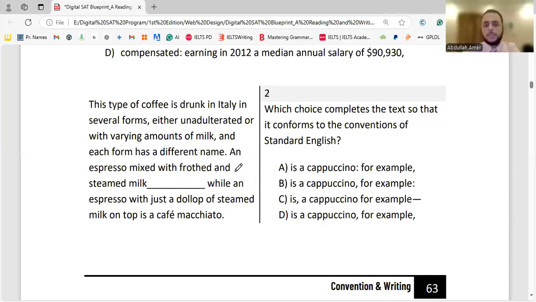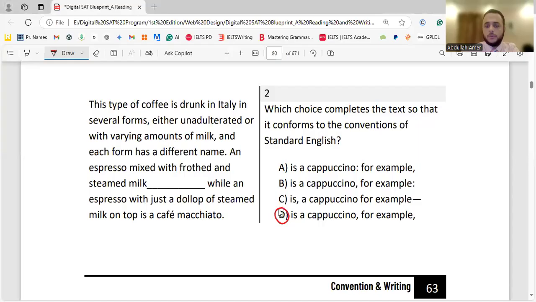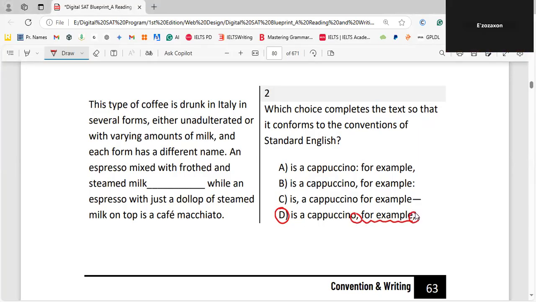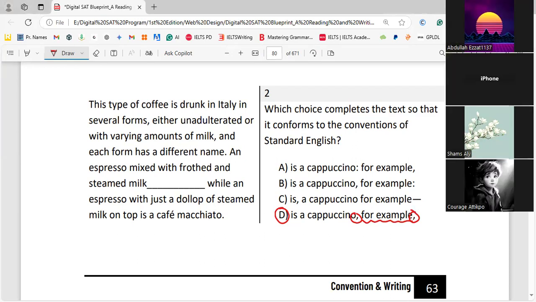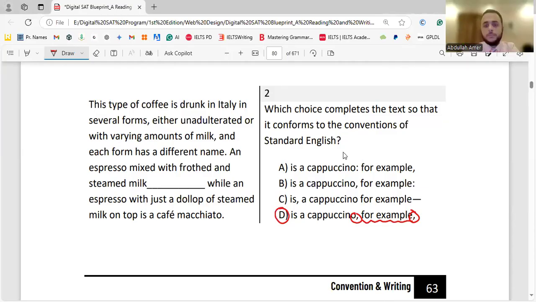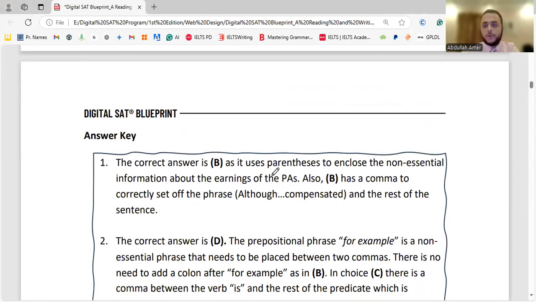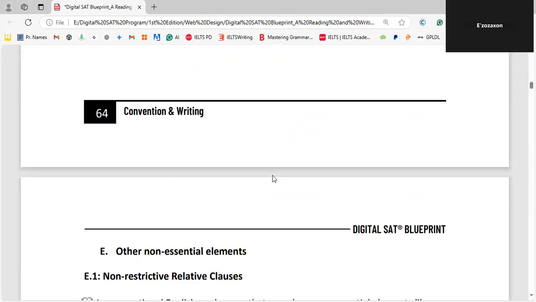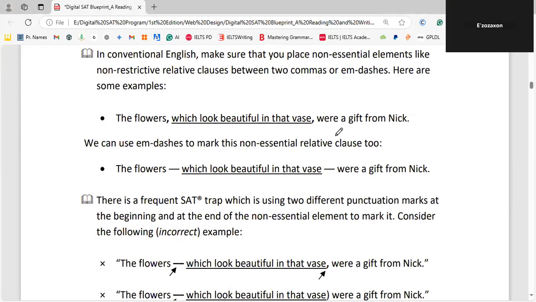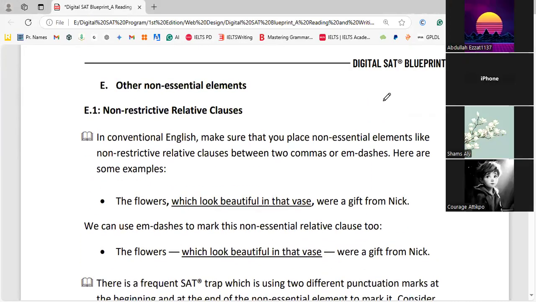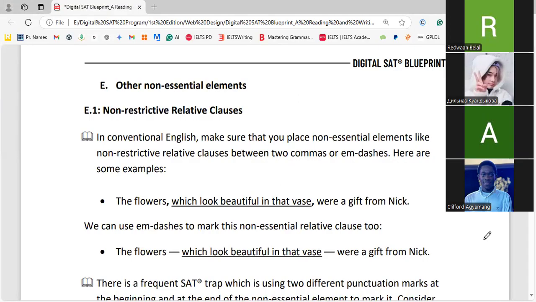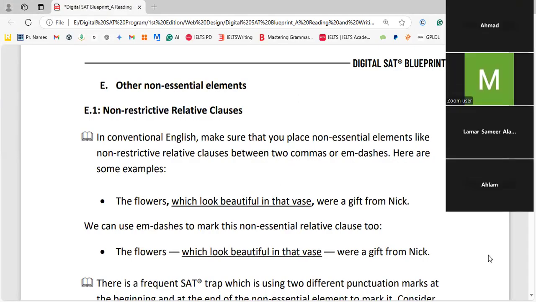Yes, very good. It is D. Thank you. Why? Because, for example, is a non-essential element that can be placed between the two commas. Guys, please, if it's not quiet around you, mute yourself. Thank you. Guys, please mute yourself. It's not quiet around you.